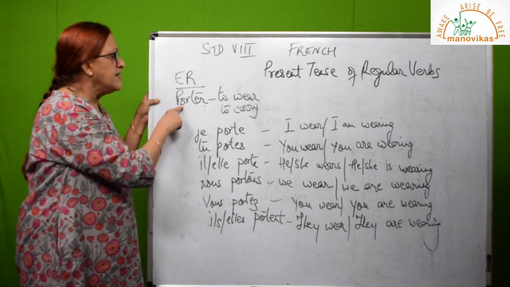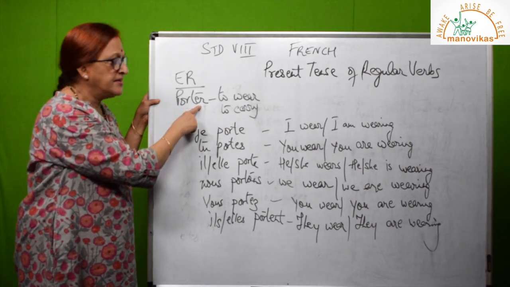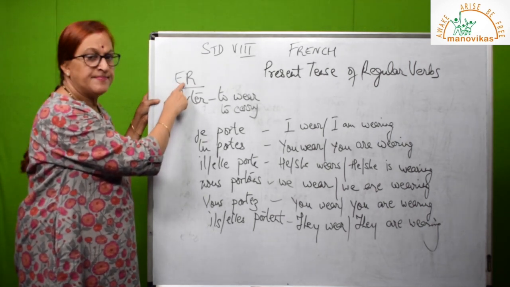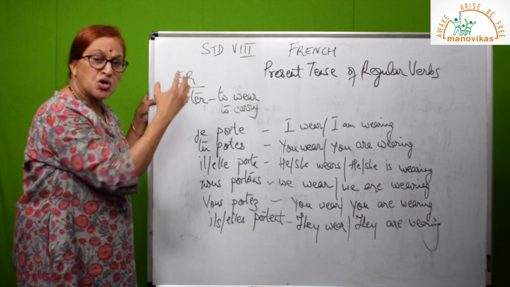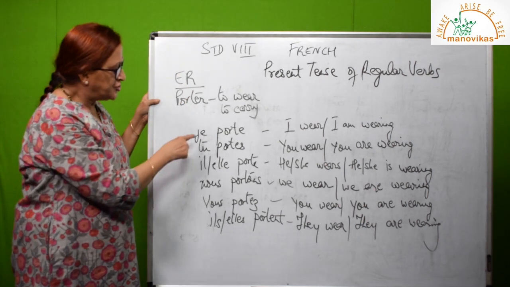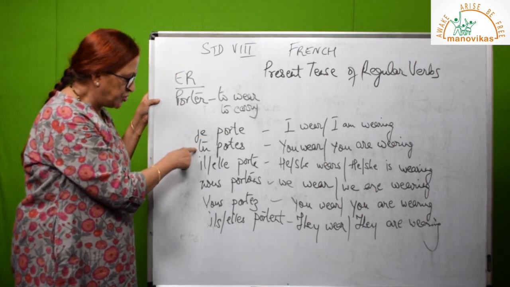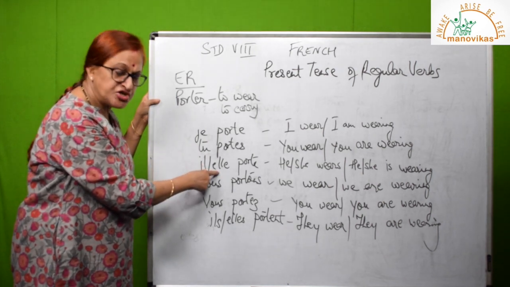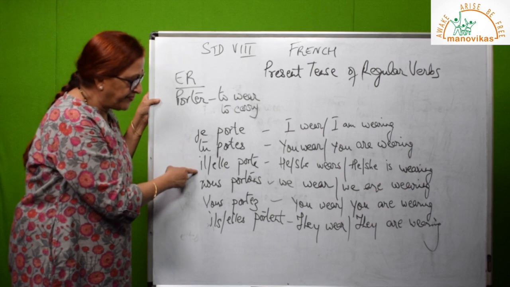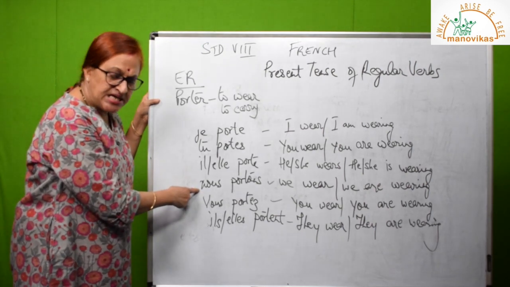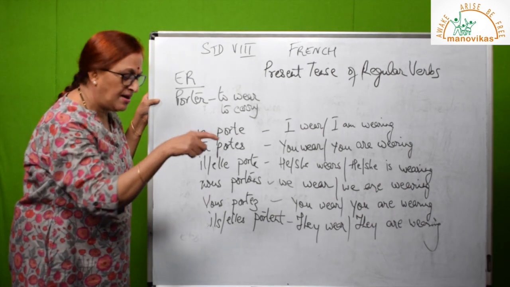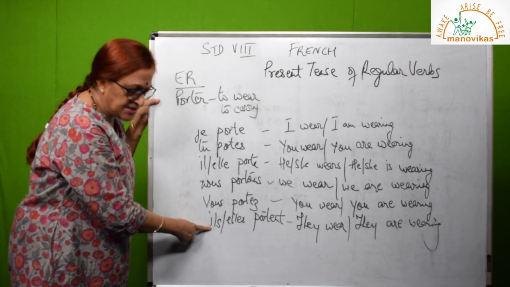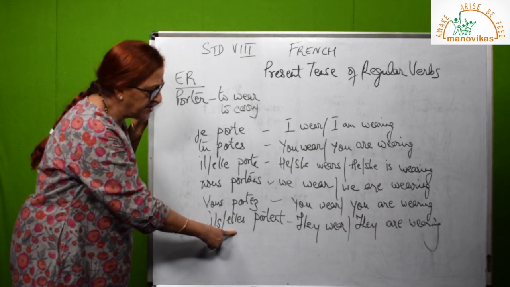Now, when the verb ends in ER, it belongs to the ER family. Now, how will you conjugate that verb? Je means I, tu means you, that is singular. Il means he, elle means she. These are singular pronouns. Then nous means we, vous means you all, plural, ils is they. Ils for boys, that is masculine, elles for girls, that is feminine.